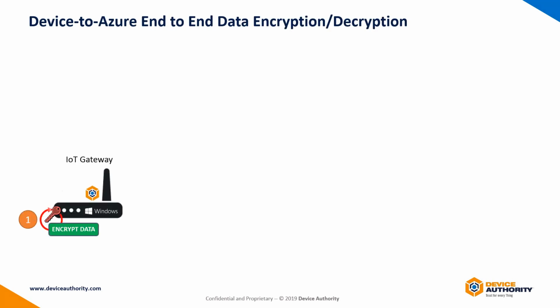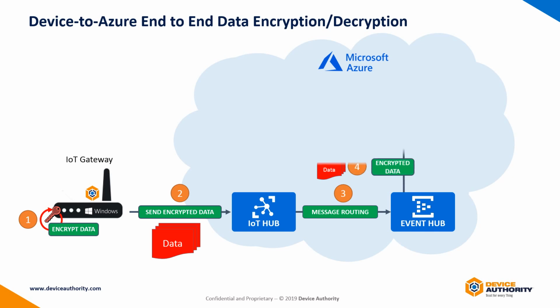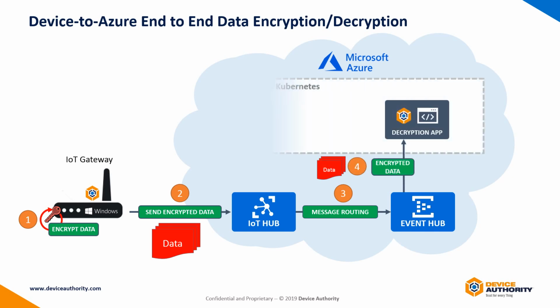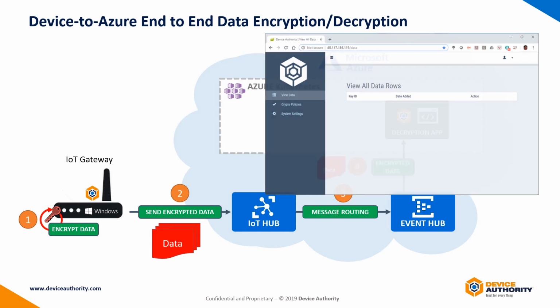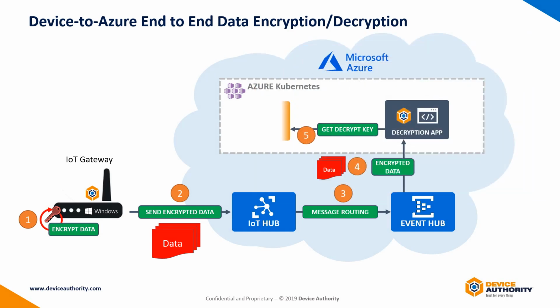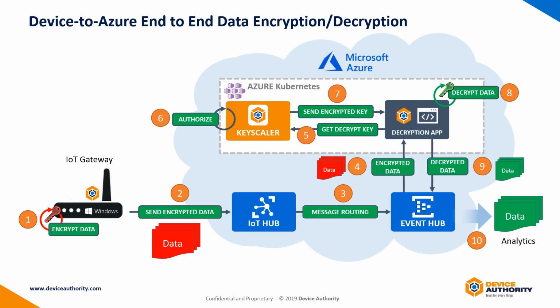The final part of our demo today is to show you the end-to-end data encryption and decryption. As you can see here, we have a number of components. The device firstly has its crypto key. This crypto key can be derived using Device Authority's patented dynamic device key generation technology, which then allows the device to encrypt data in a data-centric manner before it goes into any communications architecture.